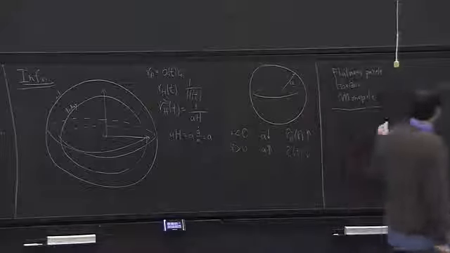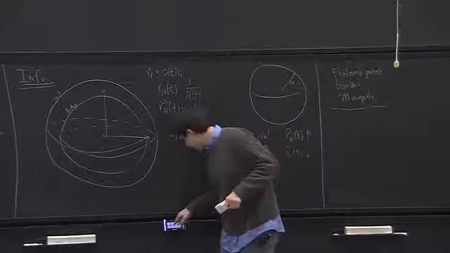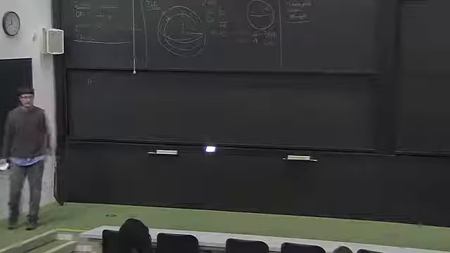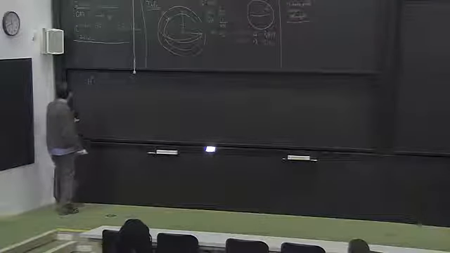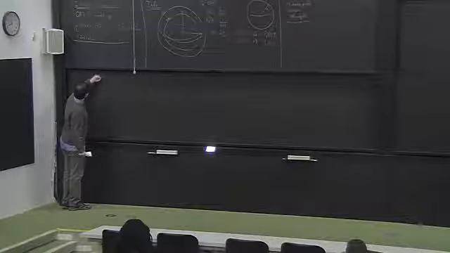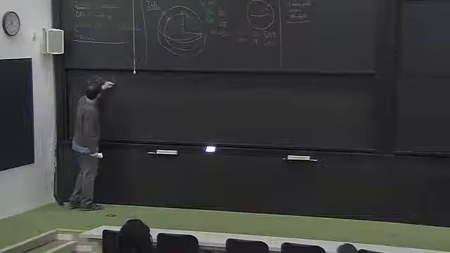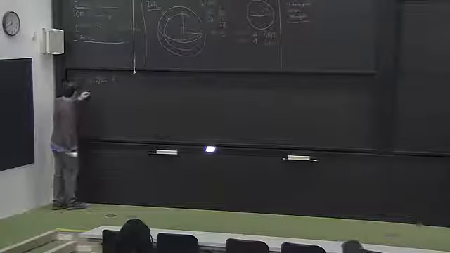Okay, so what is the flatness puzzle? The flatness puzzle deserves its own board. Okay, so you remember from the first week that there are basically two key equations that describe the evolution of the FRW universe. One is the Friedmann equation, H squared equals 8 pi G over 3 rho minus k over a squared. And the other is the continuity equation.